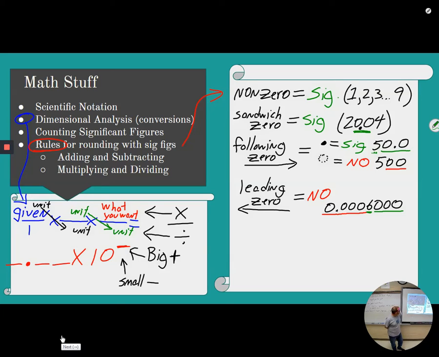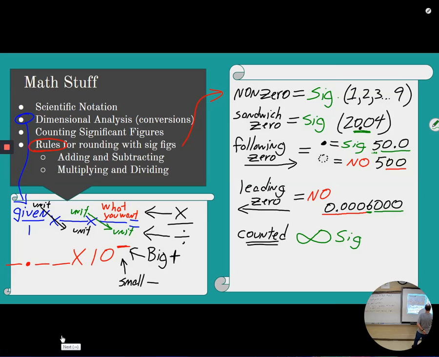Okay. There's a little more to it. Oh, last one, remember, is that if you have a counted number, those are infinitely significant. Okay? If I'm counting matchsticks, I'm not measuring matchsticks, I'm actually literally counting them, and I am infinitely confident that the number I counted is correct. I'm not relying on a measuring tool to do that, it's just a count.